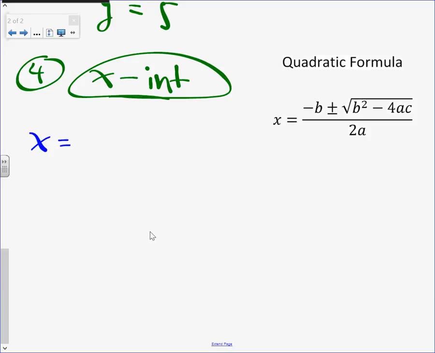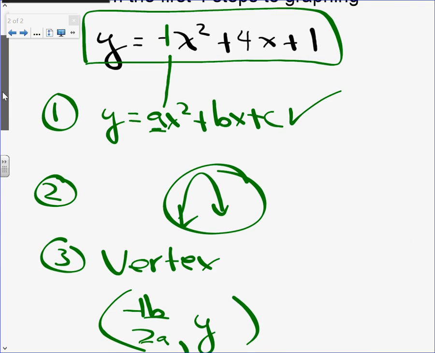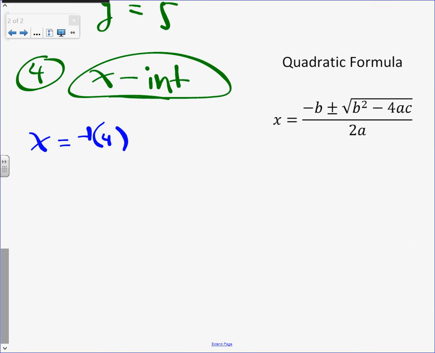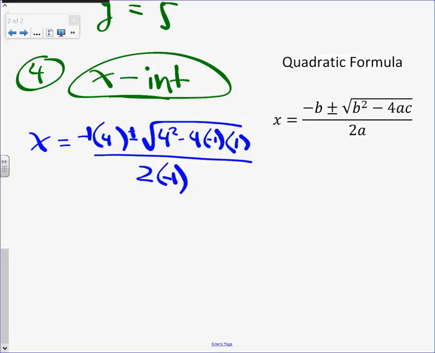Let's find where the parabola crosses the x-axis. -1 times b, in this case b was 4. So -4 plus or minus the square root of 4 squared minus 4 times a, which was -1, times c, which was +1, if I'm not mistaken. All over 2 times -1, 2a.